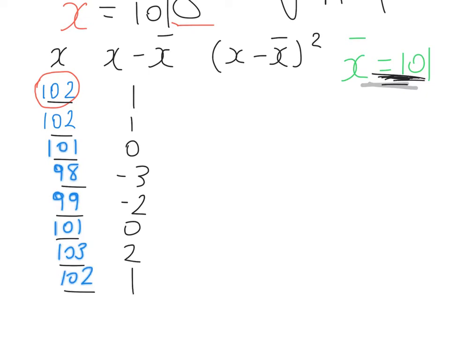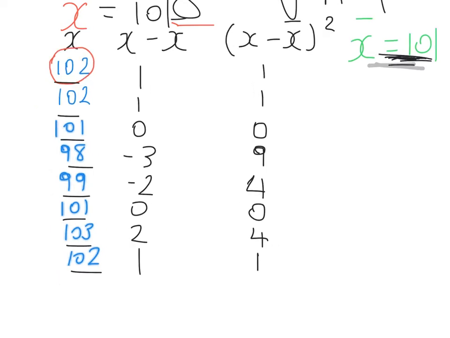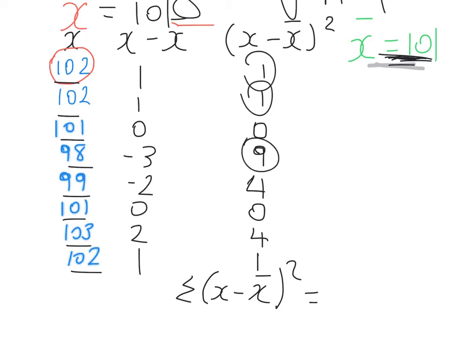We then square all those values. Form a third column, x minus x bar all squared. 1 squared is 1, 1 squared is 1, 0 squared is 0, minus 3 squared will give me positive 9, minus 2 squared will give me 4, 0 squared is 0, 2 squared is 4, and 1 squared is 1. I then total my third column, and that gives me sigma. Sigma just means total, so total of x minus x bar all squared. So that's 1, 2, 11, 15, 19.